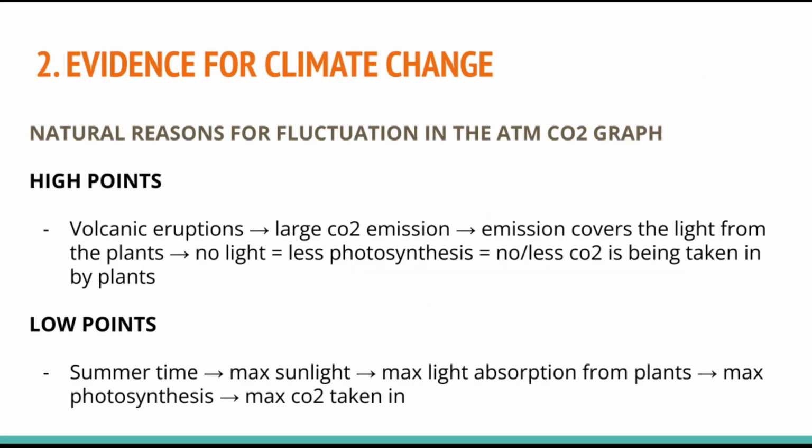So what are the natural reasons for fluctuations in the atmospheric carbon dioxide graph? So you have high points. High points are from volcanic eruptions. Large carbon dioxide emissions occur. These emissions tend to cover the light from the plants. No light means no photosynthesis, means less or no carbon dioxide is being taken in by plants. And the low point is usually in the summertime, where there's maximum sunlight, there's maximum light absorption from plants, so there's maximum photosynthesis, meaning there's maximum carbon dioxide being taken in for the photosynthesis process.